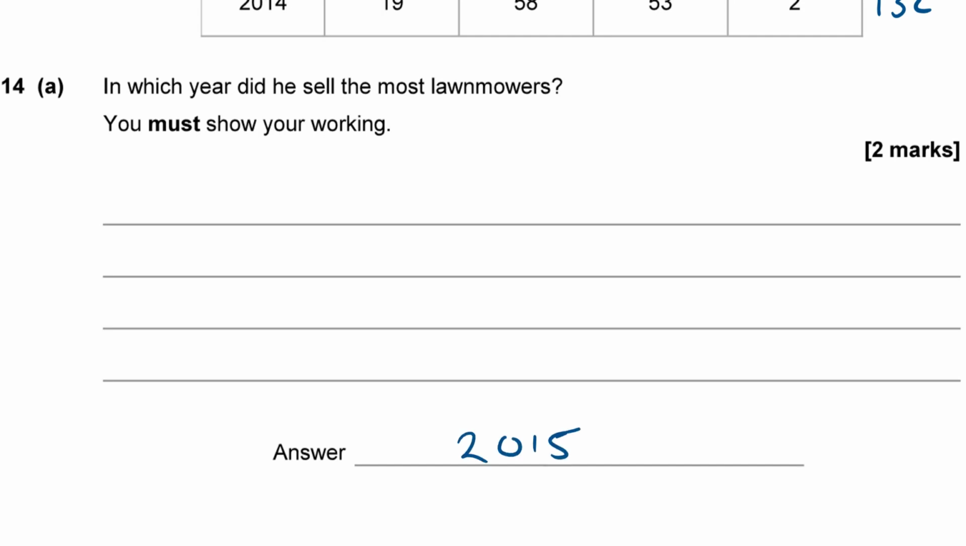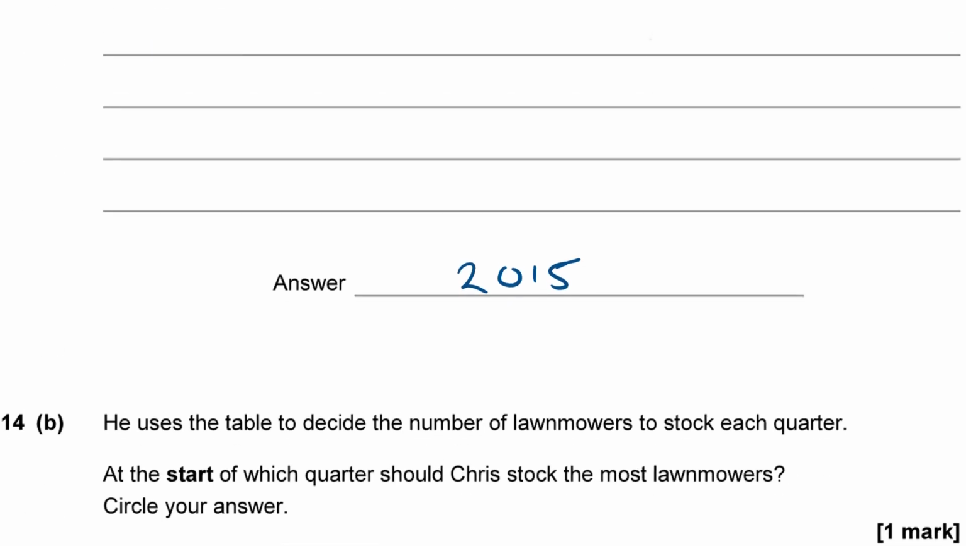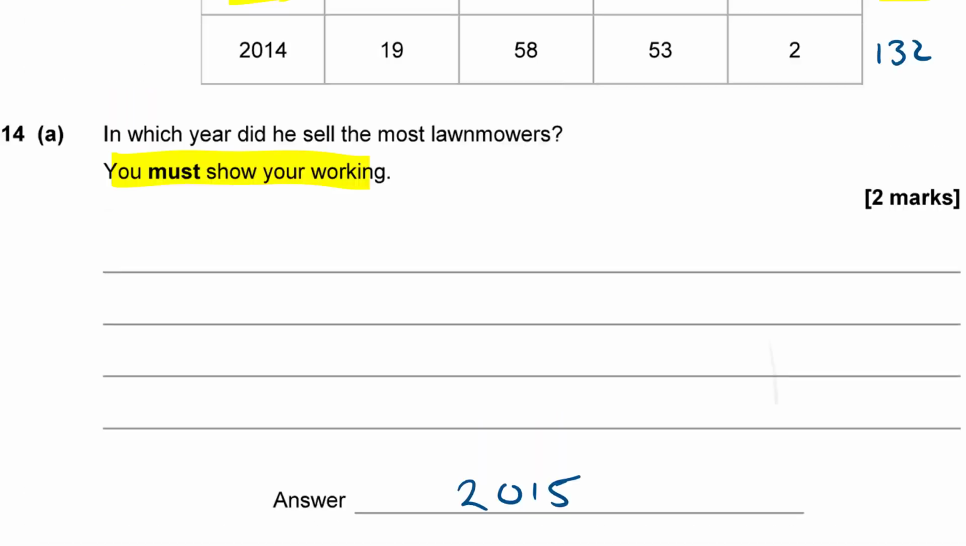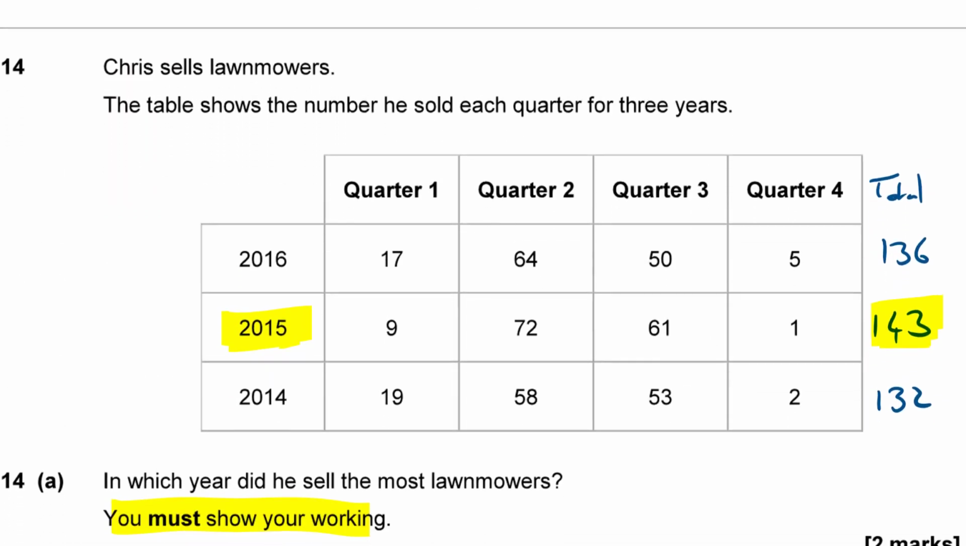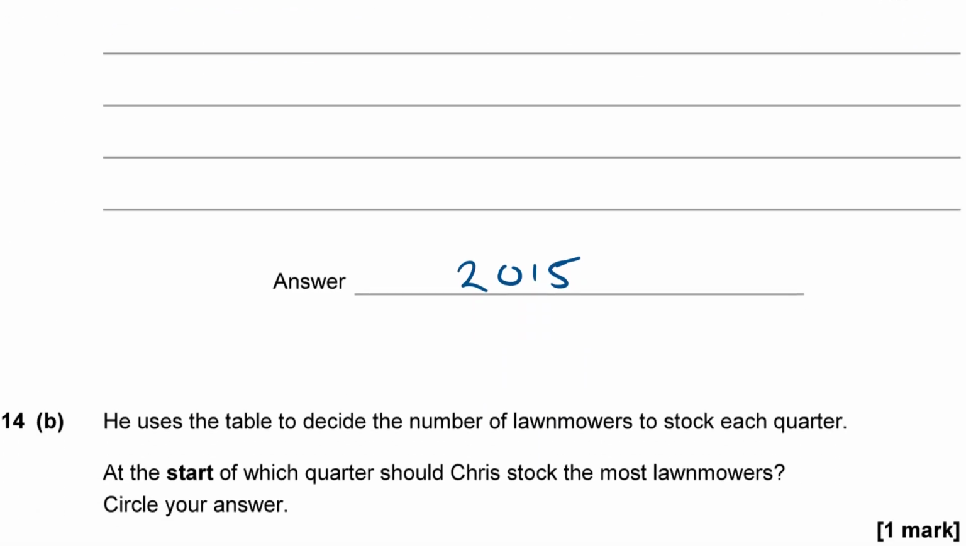2015. Now it says you must show your work in here. I have done, really. I've shown it up there. That's good enough. It doesn't have to be in this space, and if you've got a diagram or a table and you prefer to work on the table, it really is no problem. You can just put it there.